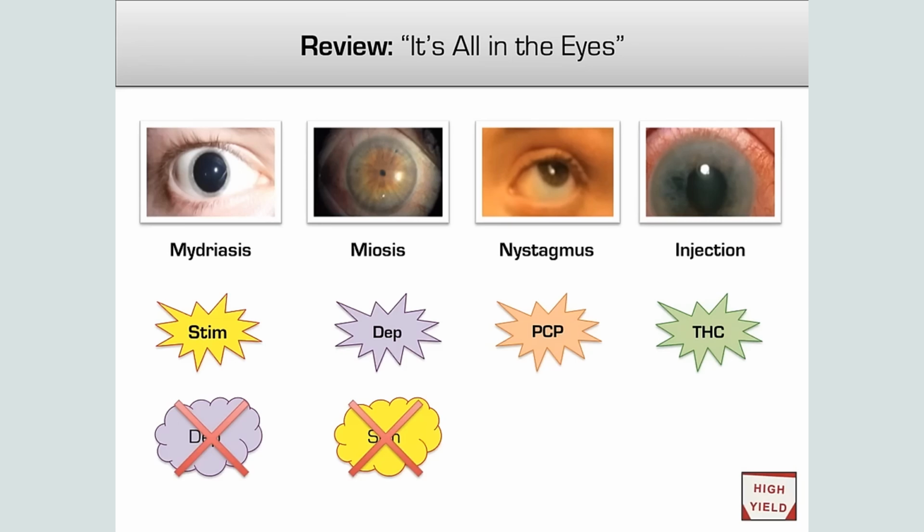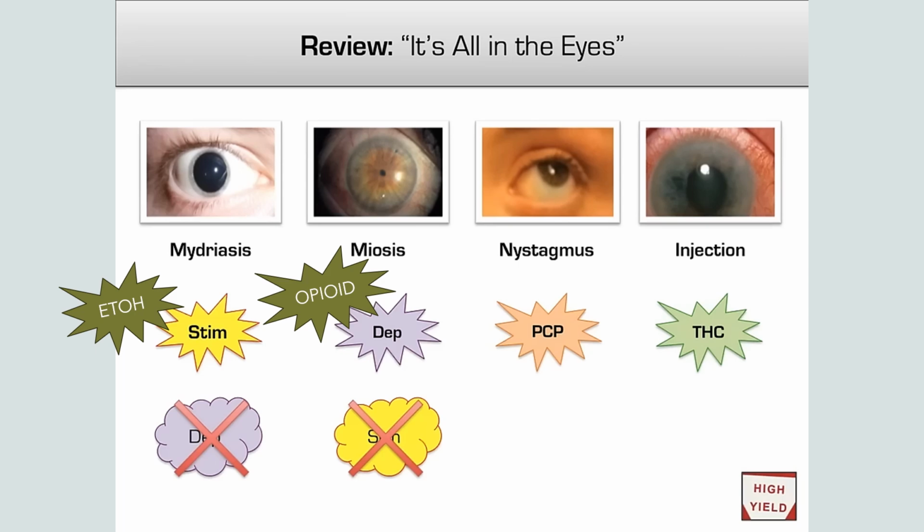Just a visual representation of the dilated pupils from stimulants like alcohol, the pinpoint pupils, meiosis from depressants like opioids. An example you might see of nystagmus in PCP use, and the red eyes, the conjunctival injection for THC.